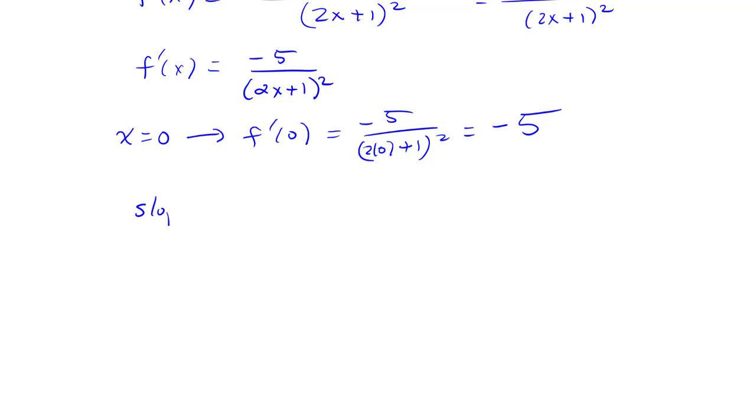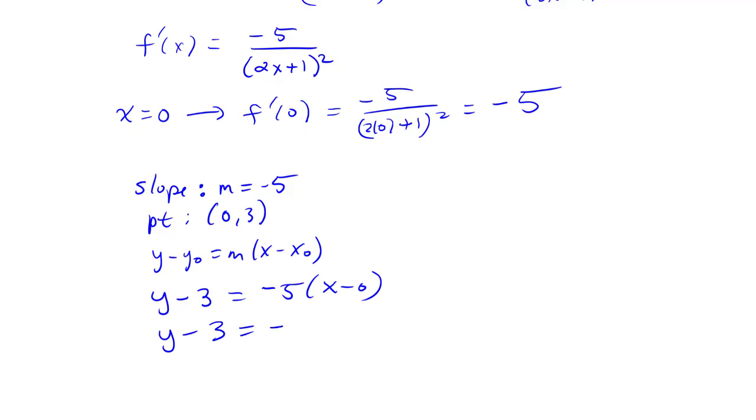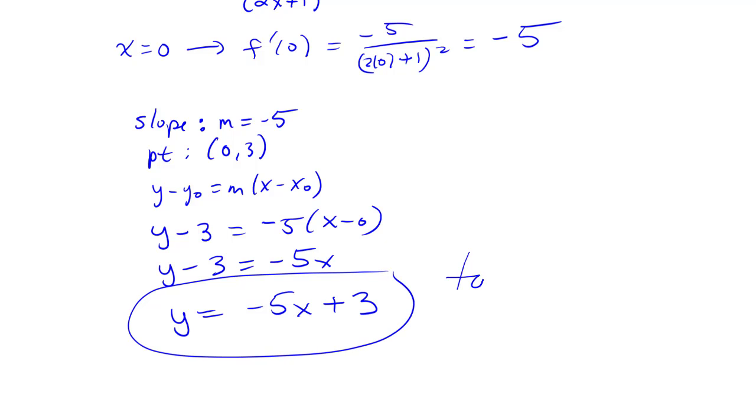So I pretty much have it now. I have my slope, m of negative 5, and I have my point, 0, 3. Now I could use point slope form. So y minus y0 equals m times x minus x0. So y minus 3 equals negative 5 times x minus 0. Y minus 3 is negative 5x. And so we get y is negative 5x plus 3. And there's my tangent line. Done.